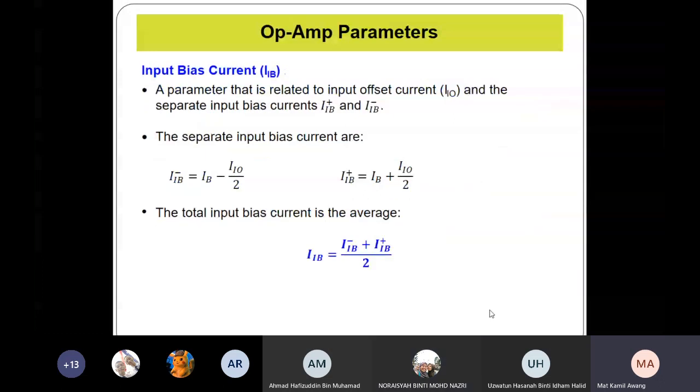The input bias current is a parameter related to the input offset current IIO and the separate input bias currents I plus IB and I minus IB. The separate input bias current I minus IB is equal to IB minus IIO over 2, and I plus IB is equal to IB plus IIO divided by 2. So the total is this.